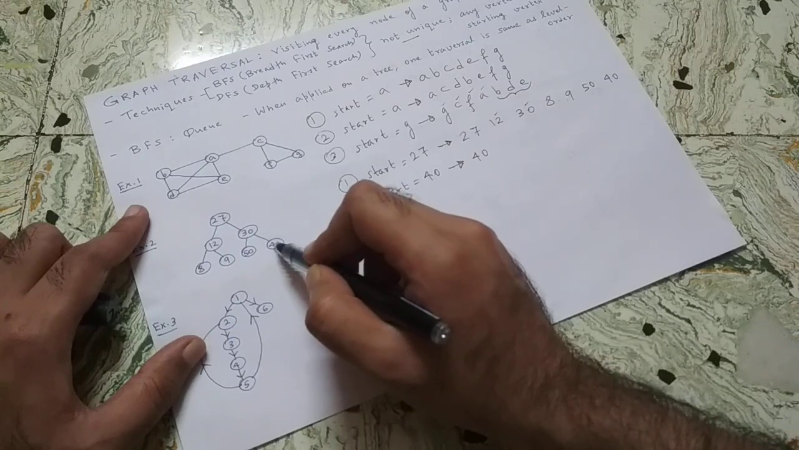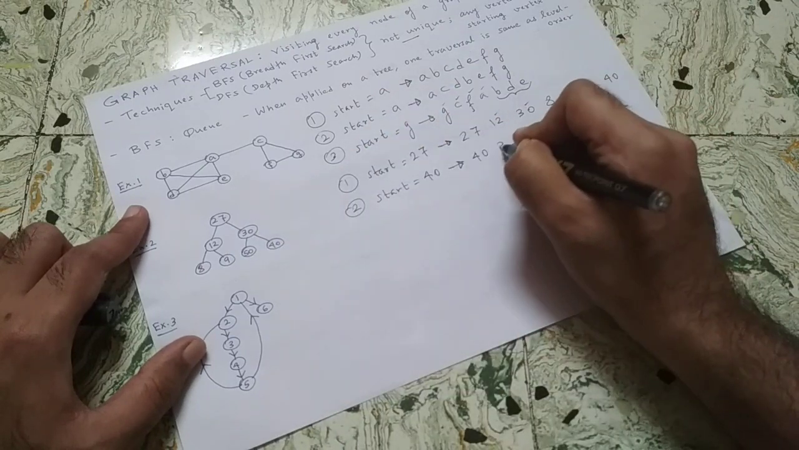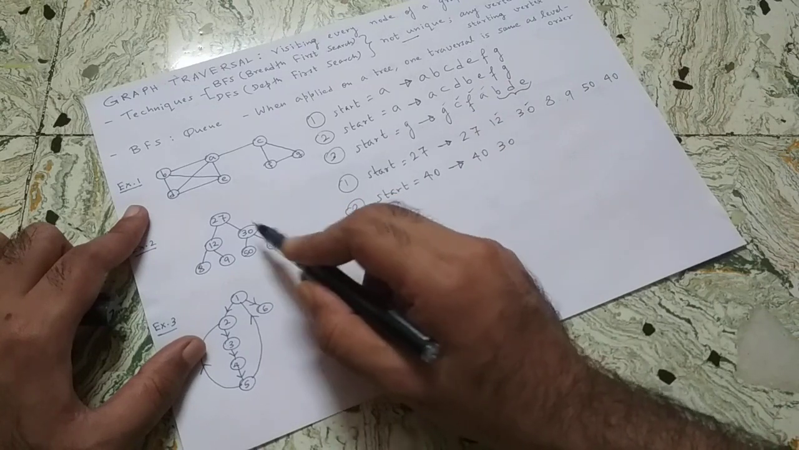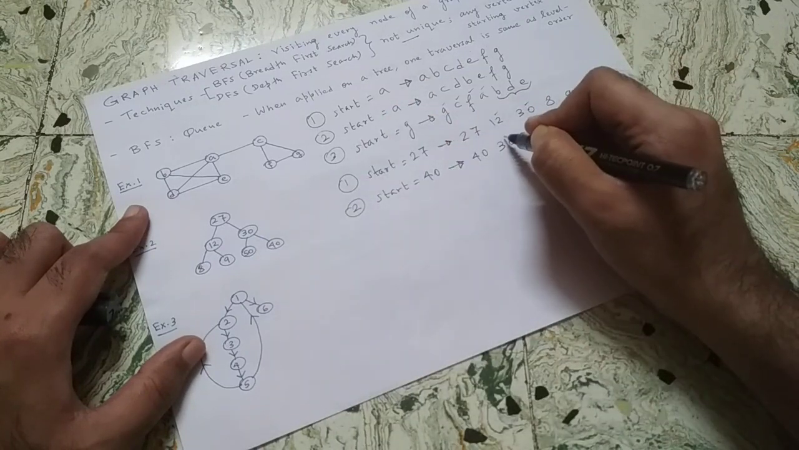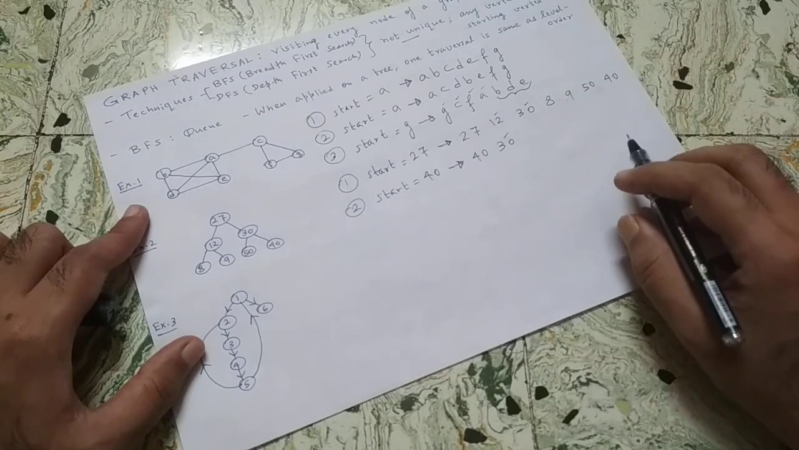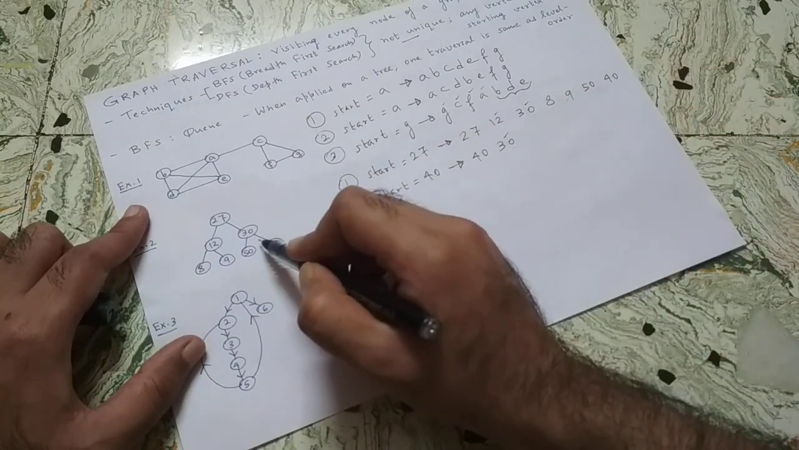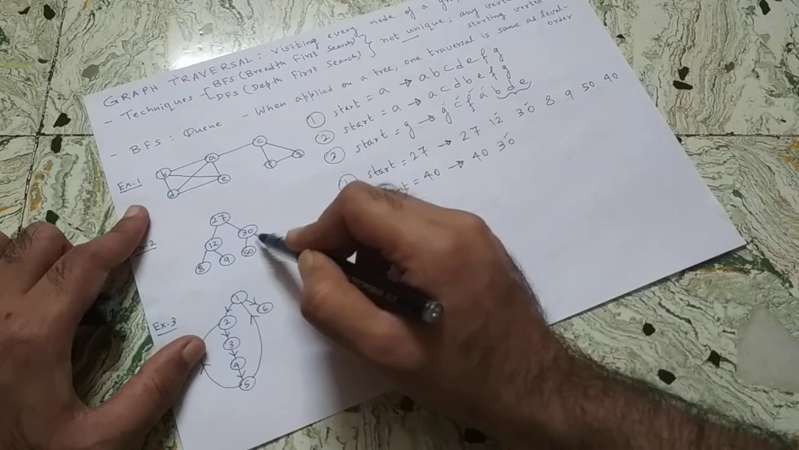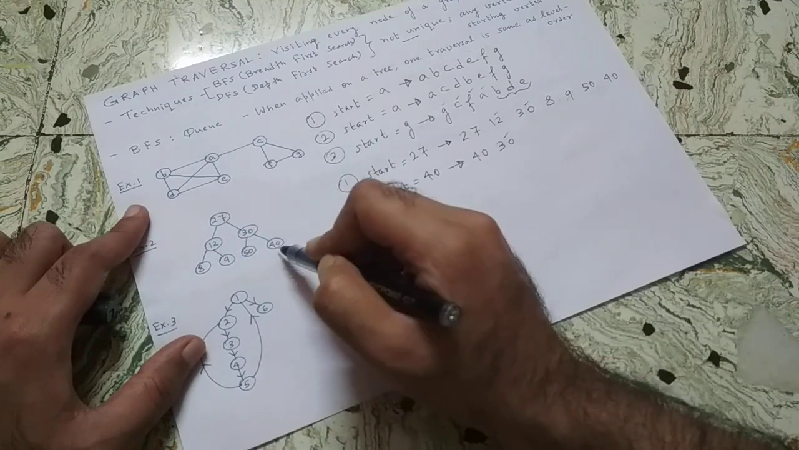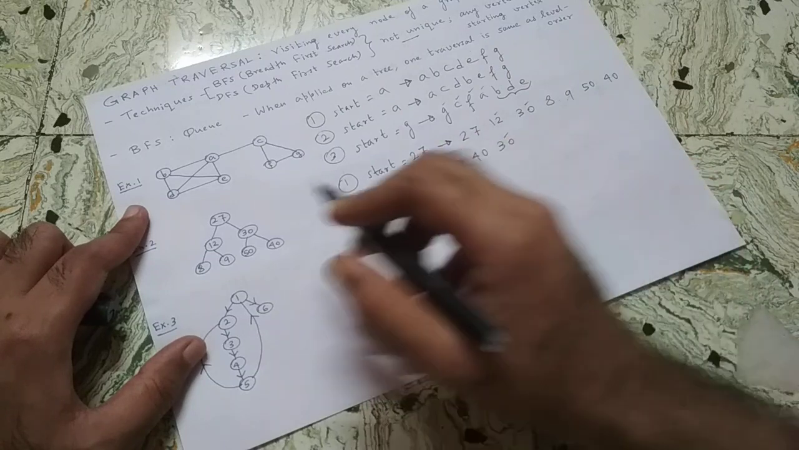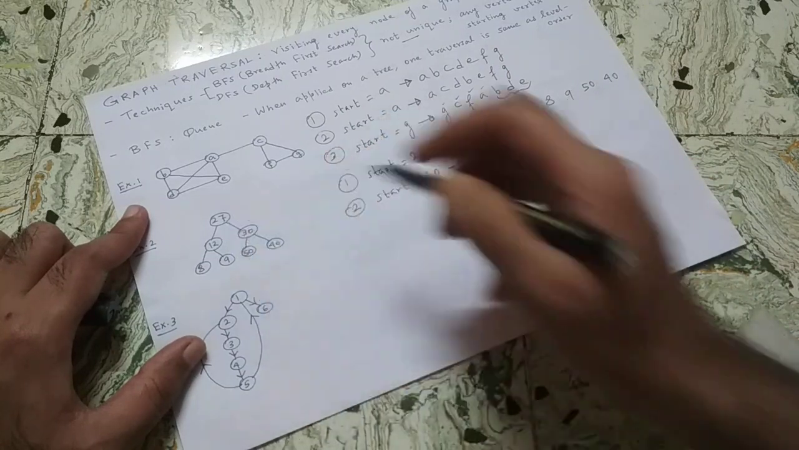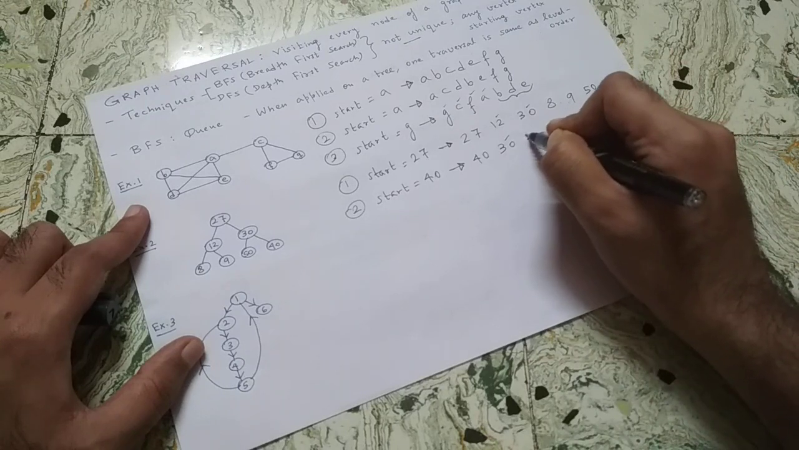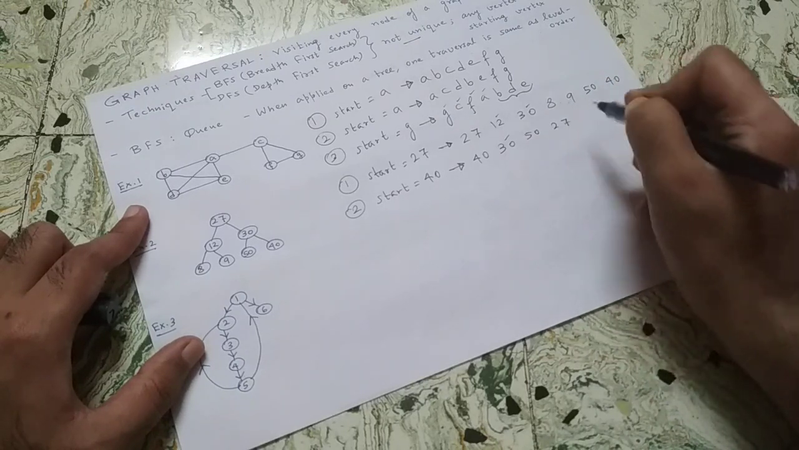So what are the adjacent vertices of 40? Only 30. So let me visit 30. Now, after visiting all adjacent vertices of 40, I'll move on to the next vertex. So which is the next vertex that I have? 30. Now, what are the adjacent vertices of 30? 50, because it has a direct edge, 40 and 27. So out of 40, 50 and 27, 40 has already been visited. We are left with 50 and 27. We can visit them in any order. So let me visit 50 first, followed by 27.